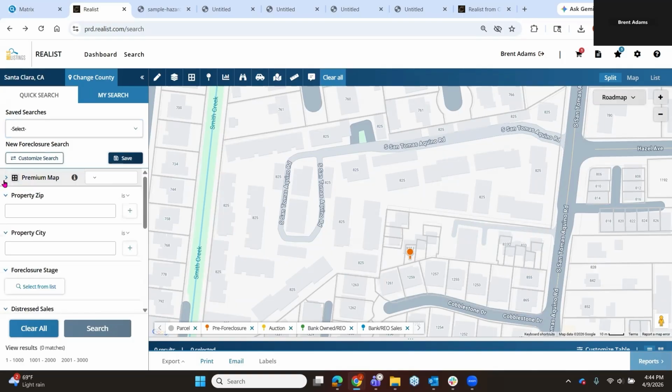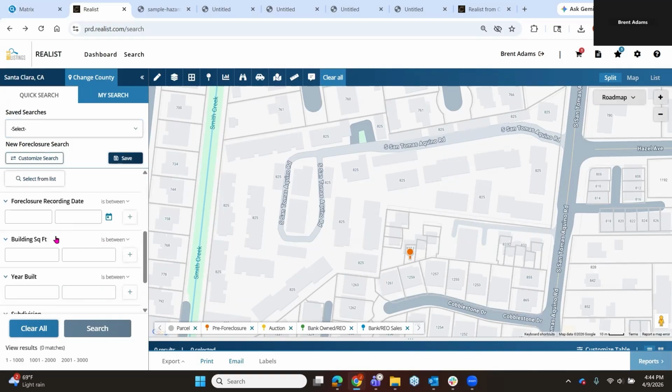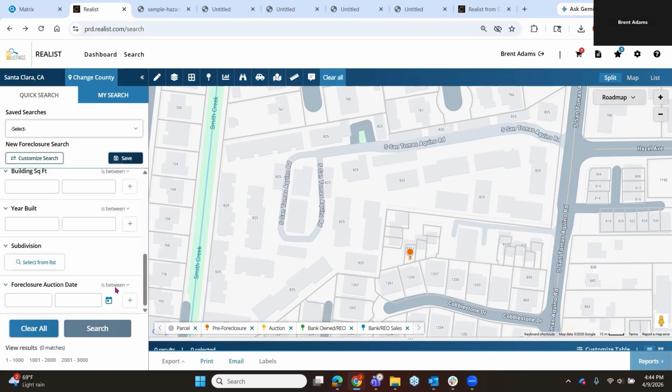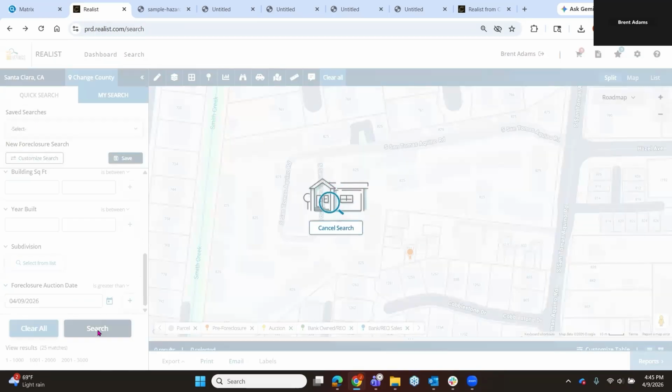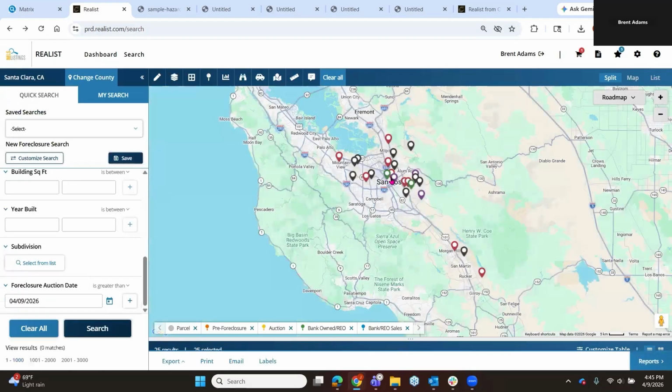And when I use that foreclosure search, I like to look for properties that are scheduled to go to auction in the near future. And again, what you might do here is find properties that are scheduled to go to auction after today's date. So if you're someone who might be interested in marketing to people whose properties are going to auction, let's put in a date of 04, oops, I got to put in a slash there, 09 and 2026. And how many properties are scheduled to go to auction after that date in Santa Clara County? 25.